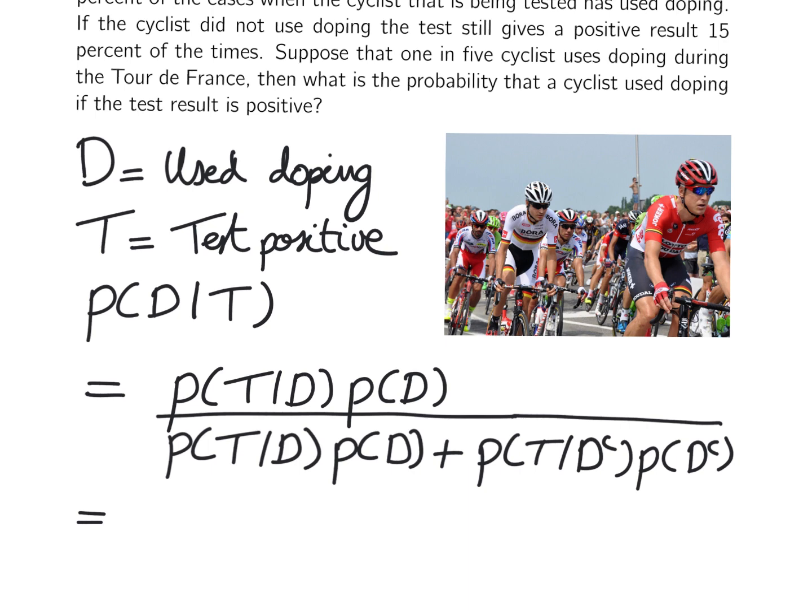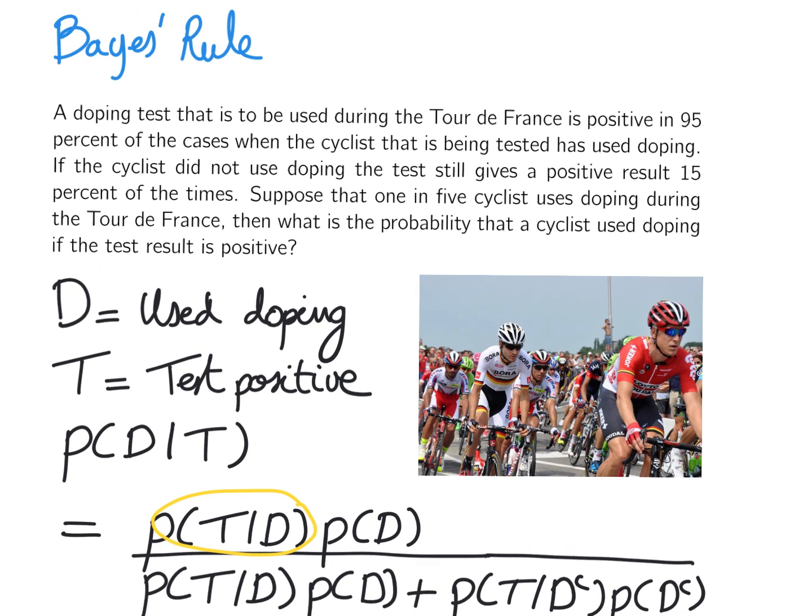Well, let's take a look at the numbers that we have to plug into this formula. So first of all, we have the probability of T given D. Let's take a look at the original problem and see what that probability actually is. So this is the probability that the test is positive if the cyclist used doping. Well, if you look at this text at the top of the screen, you see that the test is positive in 95% of the cases when the cyclist that is being tested has used doping. So this probability is apparently 0.95.